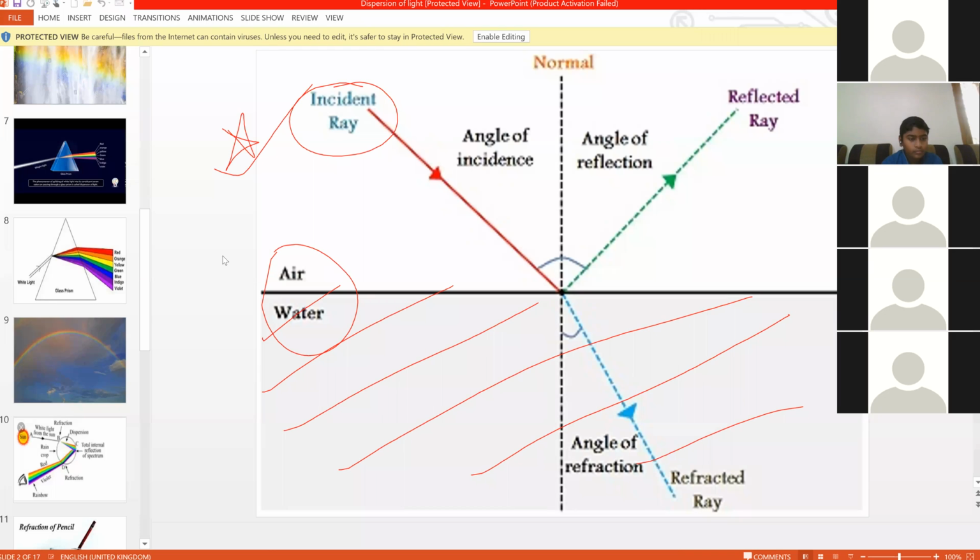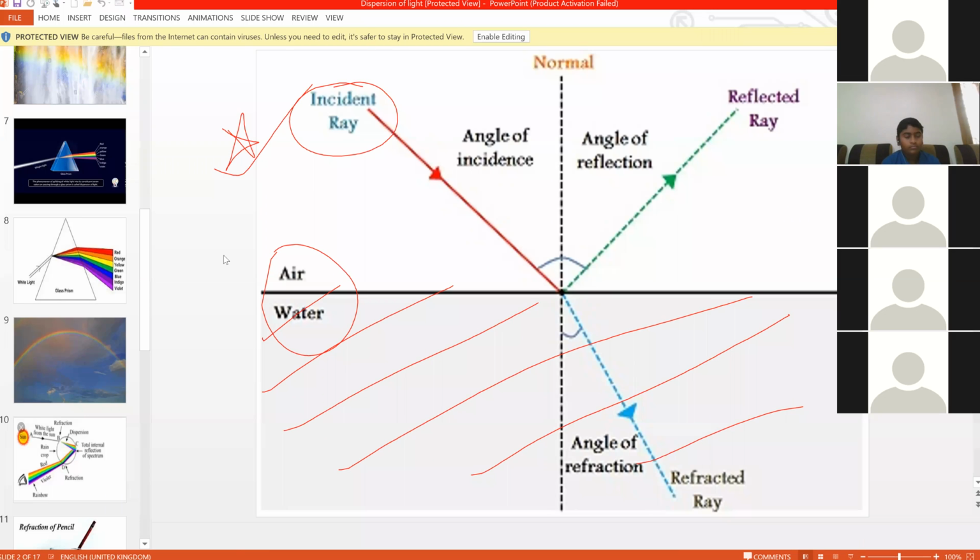So sunlight is nothing but a light source. Sunlight is a light source. From where is it coming? From the sun. Where is it traveling? It travels through air. From the air medium, where is it coming? It is coming to rain, which is nothing but water. So light rays are traveling from the air medium to the water medium.